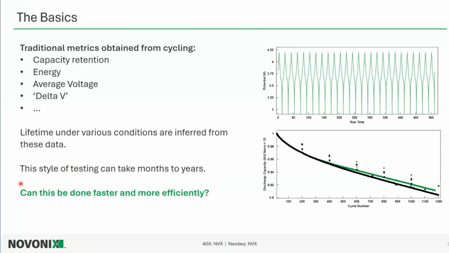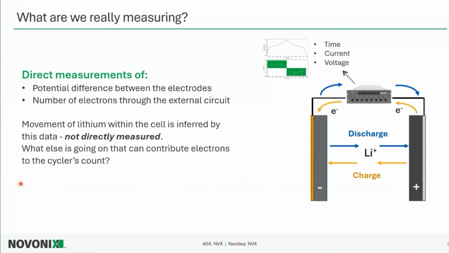And really the questions that were asked when UHPC was being thought up and trialed within Jeff Dahn's lab 15 years ago or so was, how do we do this faster and more efficiently? Is there something that we can do with electrochemical testing to get more insights by doing the same types of tests? So to answer this question, I like to think a little deeper about what we're really measuring when we're testing a cell.